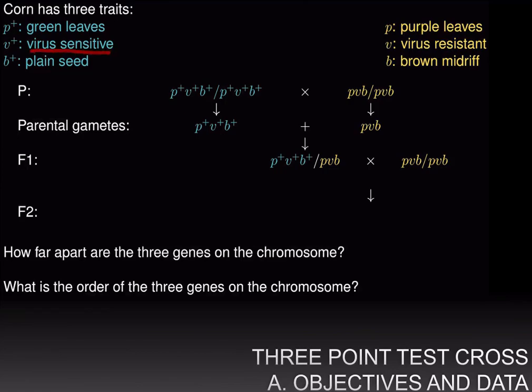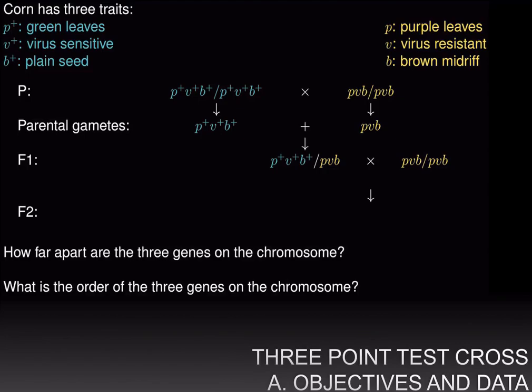Wild type plants are sensitive to virus, so they're denoted as V+, but there is a recessive mutant called V, which makes the plants resistant to virus. Wild type plants have plain seed, and that's again a dominant trait denoted by B+, and there is a recessive mutant called brown midriff, and that's denoted by little p.